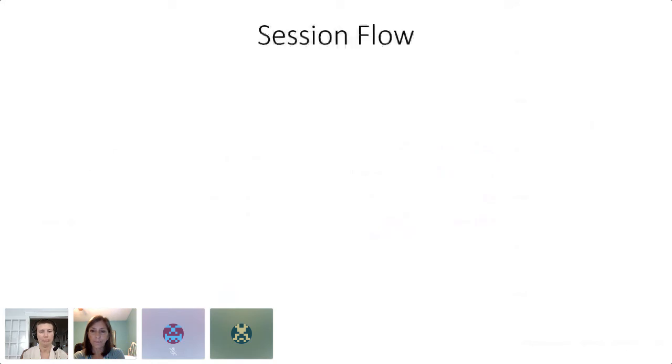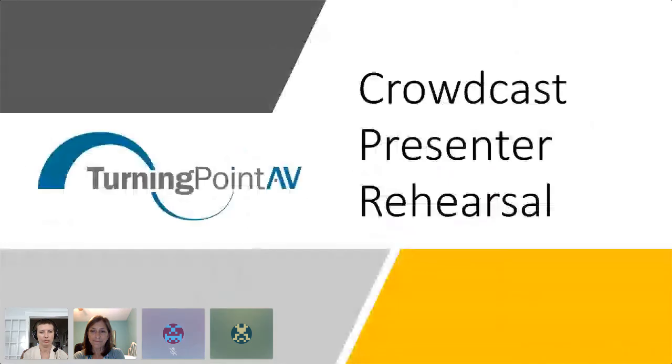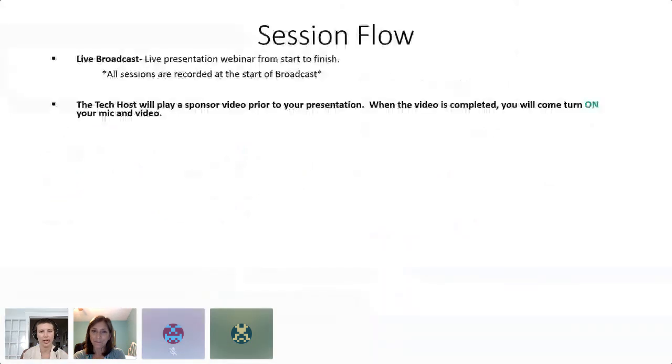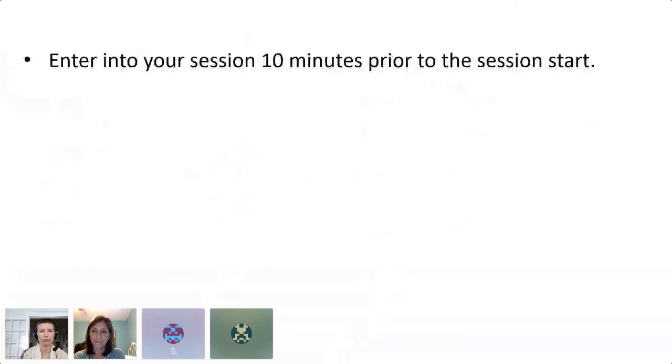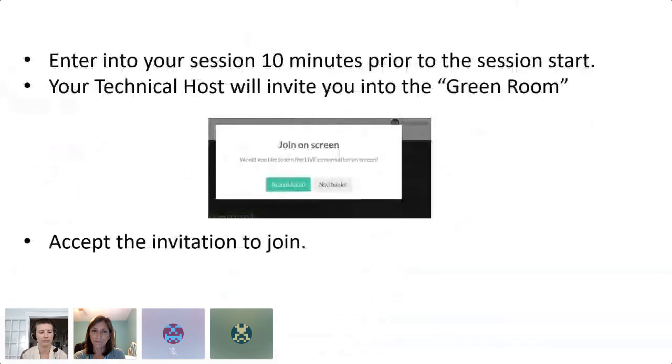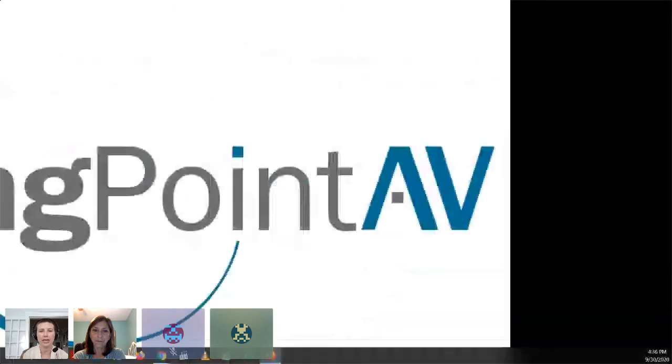I want to get back to my screen here that has an image of what that button looks like when we're inviting you into the green room. So this is what it'll look like. It says join on screen, and then you just hit accept and join. If you hit no thanks, then it'll take you back right to where you were. So you want to just accept that. You'll see the invitation pop up.